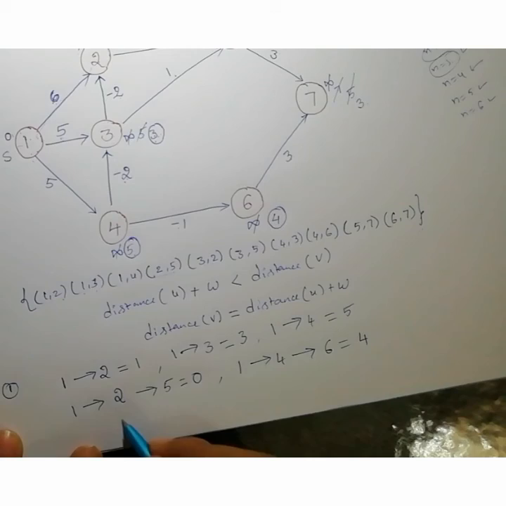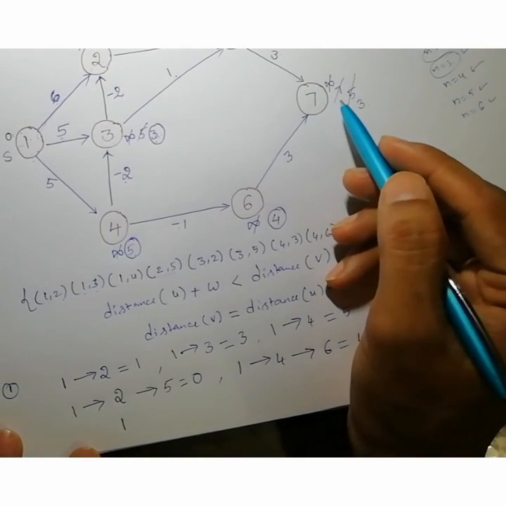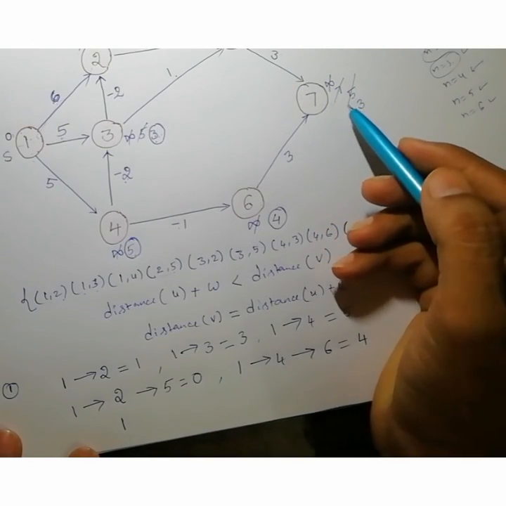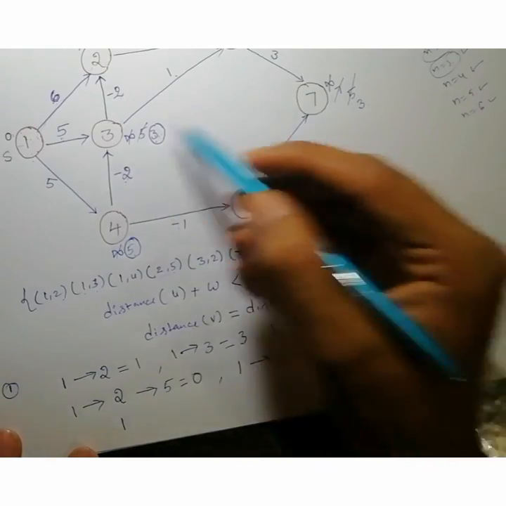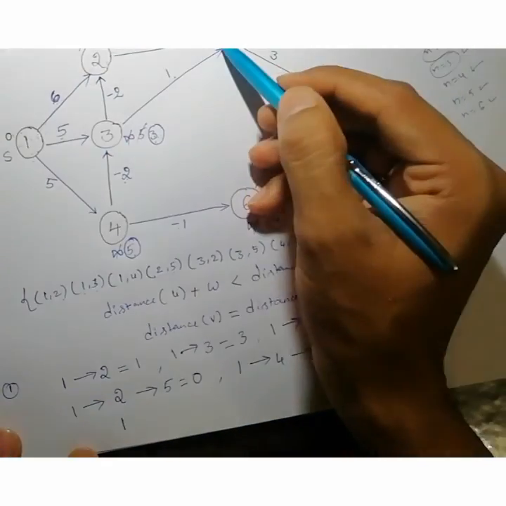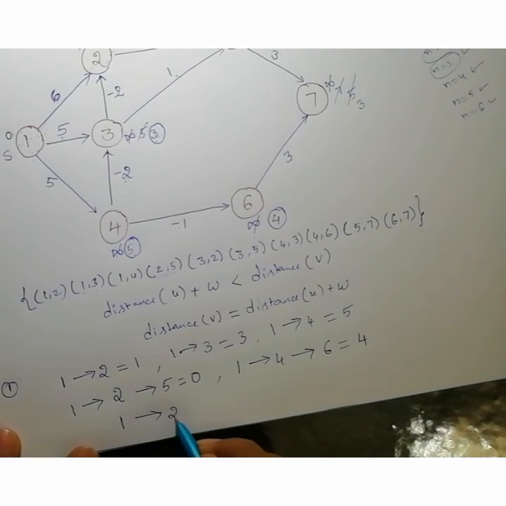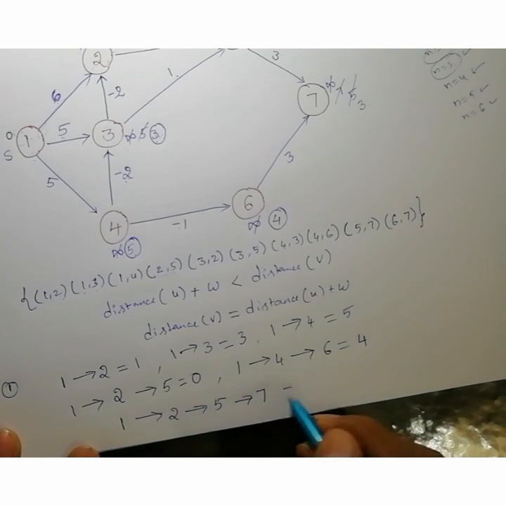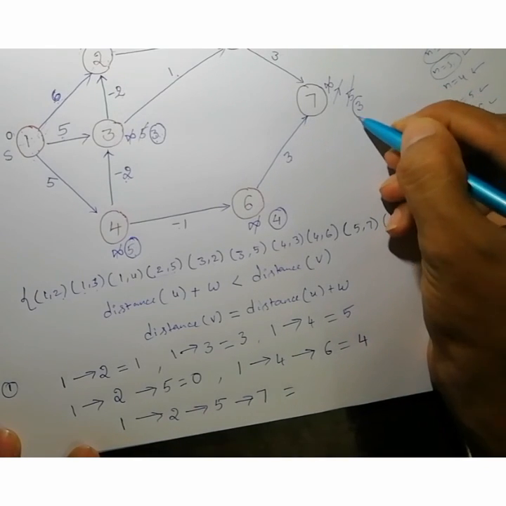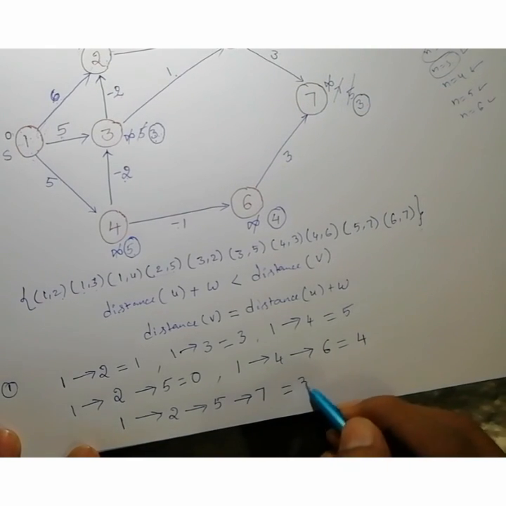Next, finally, what is the distance from 1 to 7? Do we have a direct edge? No. So we are going from 1 to 2, 2 to 5 and 5 to 7. What is the distance? Final one, 3.